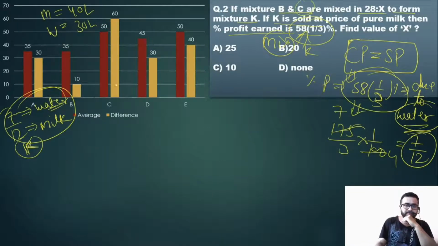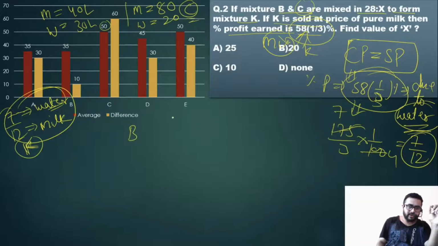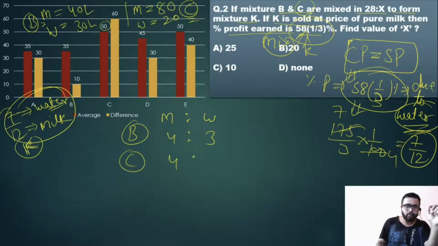Now move to C. In C, you will see how much milk you will have. This one is 50, just double it. How much do you get? You get 100 plus 60, you're gonna get 160, and half of it, you're gonna get 80. So if milk is 80, your water will be 20. So this one is for C. So you can see here your ratio of milk and water for B is 4:3, and for C, your milk and water is 4:1.